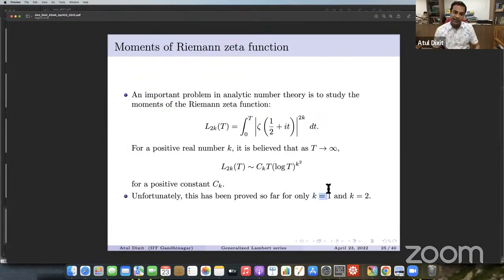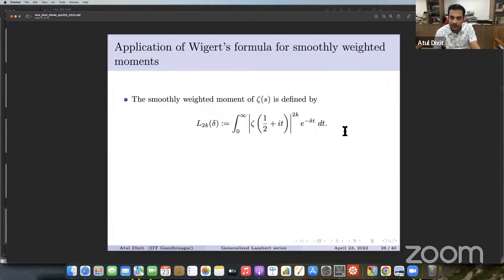Now, instead of having this particular moment studied, there is a corresponding alternative moment that people study. There is a smoothly weighted moment. See, one cannot put infinity here, otherwise this integral will diverge. So if I want to put an infinity in here, then I'll have to put some exponential dampening factor in here.